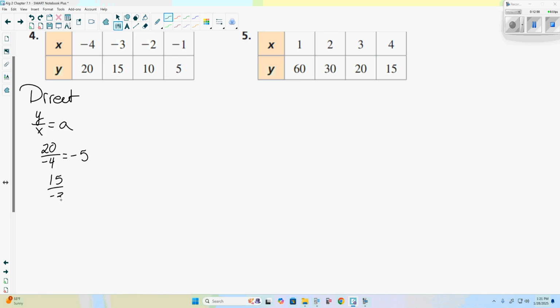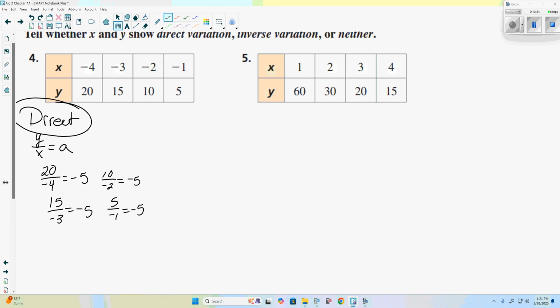15 divided by negative 3 is negative 5. 10 divided by negative 2 is negative 5. And 5 divided by negative 1 is negative 5. So this one is indeed direct. If one of them works, the other's not. Either direct is going to work, or inverse is not, or inverse is going to work, and direct is not, or neither of them works, and it's neither.